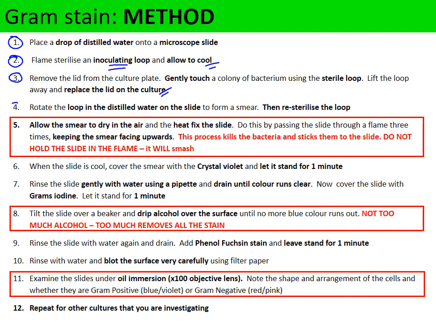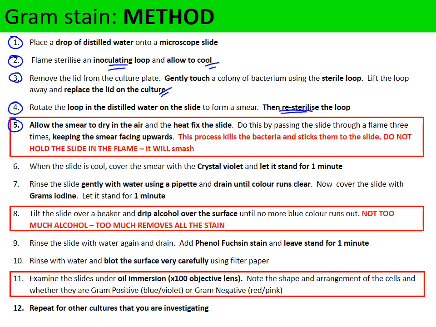We then very carefully rotate the loop with the bacterial sample in the drop of distilled water. So we've now transferred the bacteria from the agar plate into the drop of water. We then re-sterilize the metal inoculating loop, so we can use that later on. We then allow the droplet of water to dry in air, step number 5, and then we very gently pass the glass slide through a blue Bunsen burner flame about 3 times.